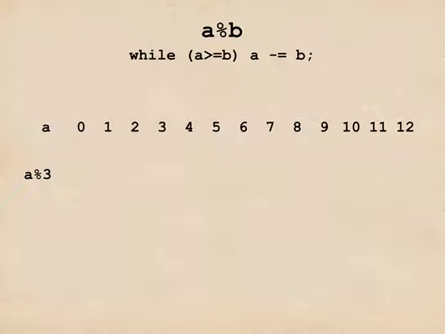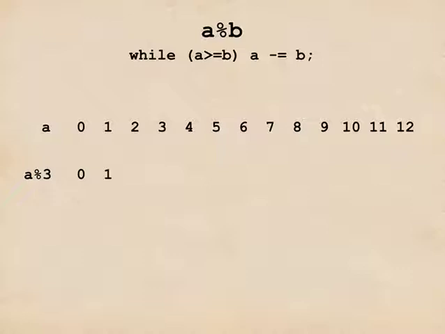So I'll line up values for A in a row, and we'll try out a bunch of different values for B. Let's start by setting B to 3. And now we'll plug in the values of A from this row and compute A mod 3. Starting at 0, we look at the loop. 0 is not greater than 3, so nothing happens, and the value is unchanged. That is, 0 mod 3 is just 0.